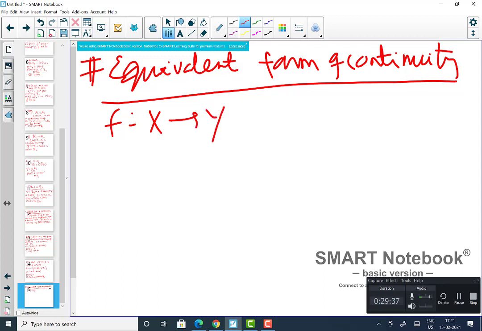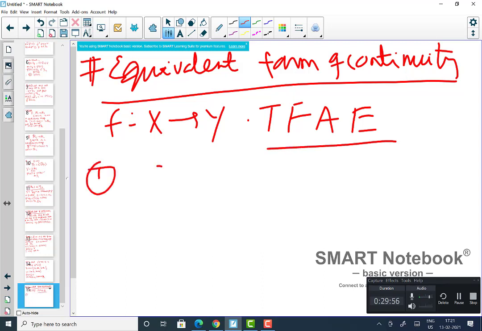Obviously I am assuming that the topologies are given, tau x and tau y, so I am not writing them every time. And then TFAE, that I already discussed before: the following are equivalent. What are the equivalent statements? The first thing, number one: f is continuous on X, I mean continuous at every point of X.